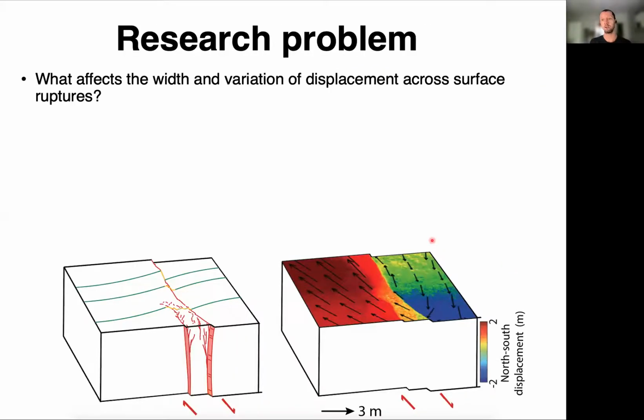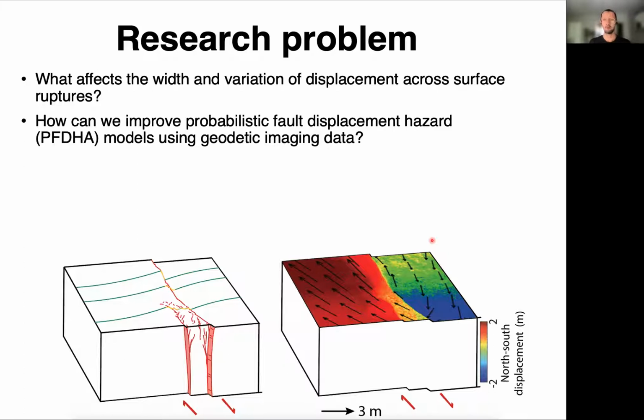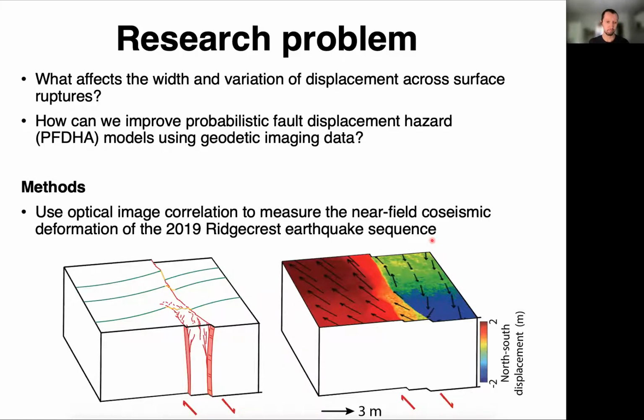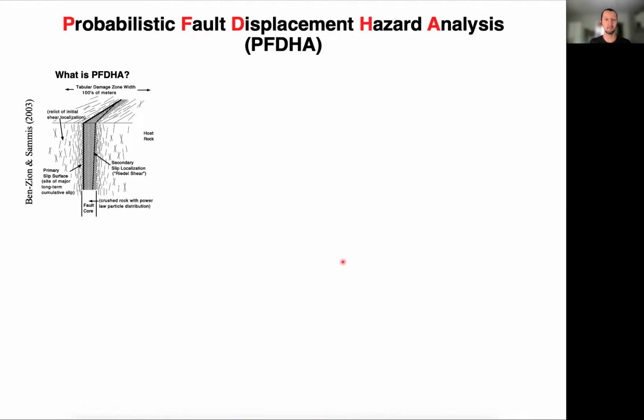Okay, so some of the questions we'll try and answer in this talk are: what affects the width and variation of displacement across surface ruptures, and how can we try and improve probabilistic fault displacement hazard models using geodetic imaging data? And so what we'll use today is image correlation to try and measure the near-field coseismic deformation of the 2019 Ridgecrest earthquake sequence.